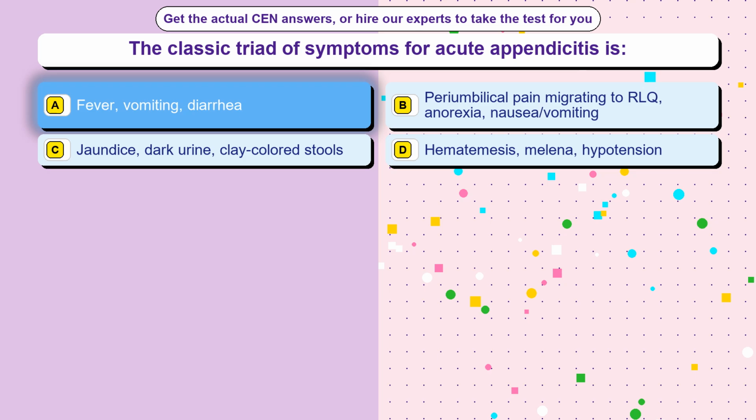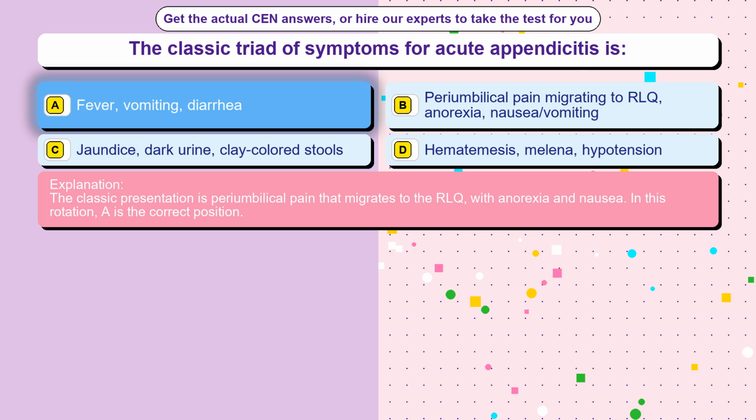The correct answer is option A. Fever, vomiting, diarrhea. The classic presentation is periumbilical pain that migrates to the RLQ with anorexia and nausea. In this rotation, A is the correct position.